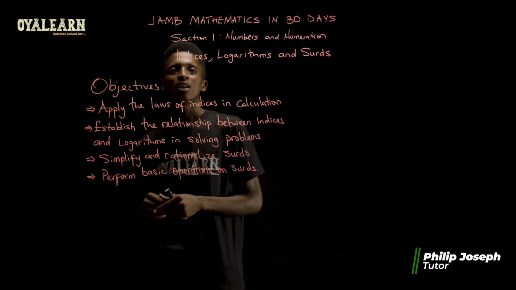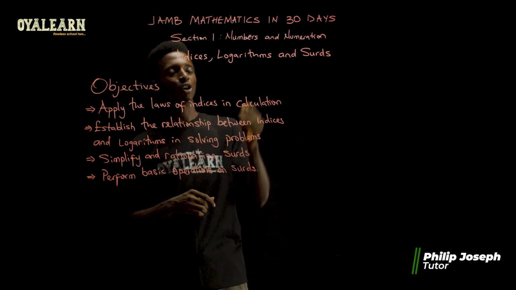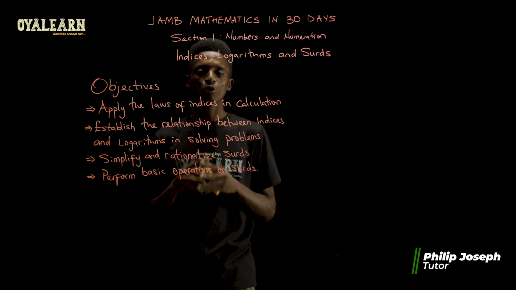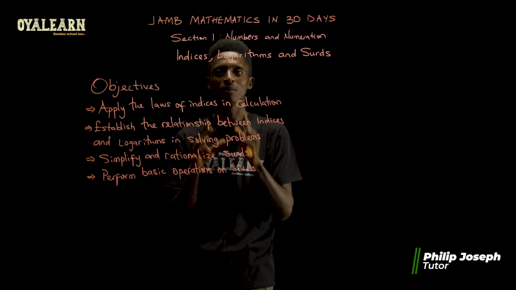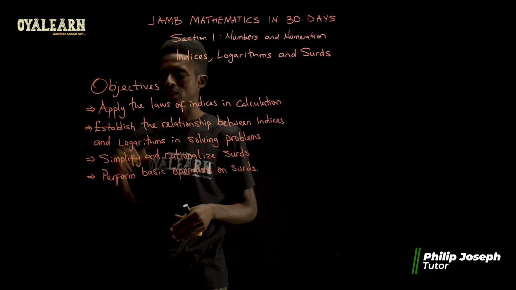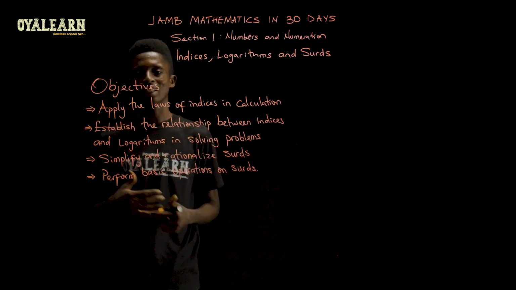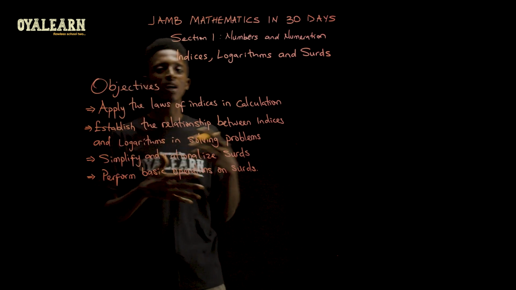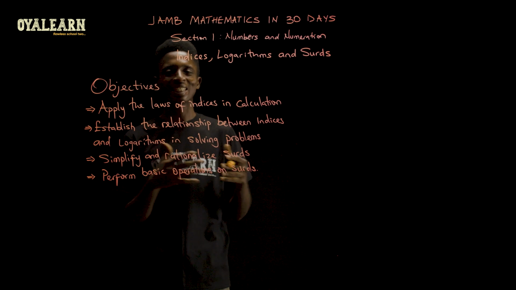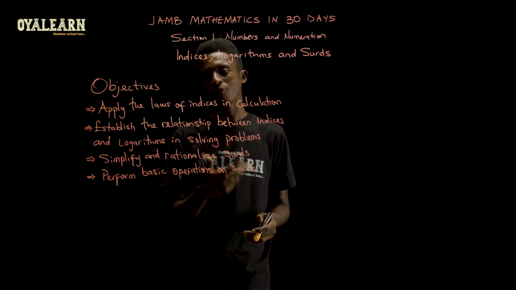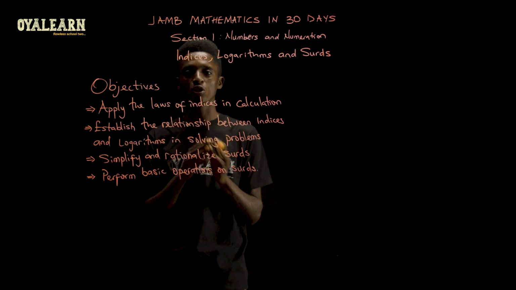For day 3, we are going to be looking at indices, logarithm, and surds. And what JAMB expects you to know before you take that exam concerning indices, logarithm, and surd is, one, you should be able to apply the laws of indices in calculations. Now, there are going to be several questions that involve numbers in their index forms, and your knowledge of applying the laws of indices will help you to solve those questions to perfection.